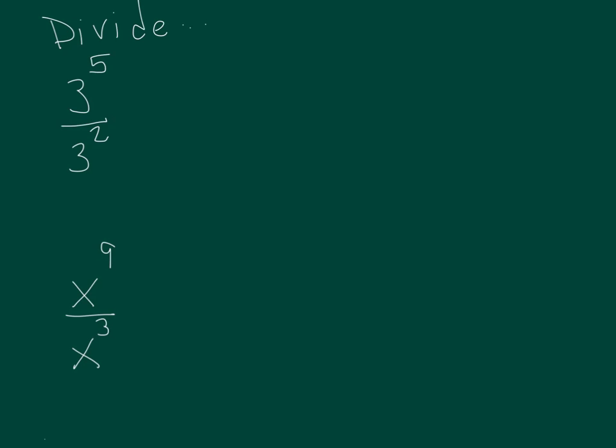Okay, let's look at dividing. Here we have 3 to the 5th divided by 3 squared. And expanding it out, that'd be 3 times 3 times 3 times 3 times 3, 3 to the 5th, over 3 times 3. Now you remember when you were simplifying fractions, if you had a common factor in both the numerator and denominator, you could cancel them out.